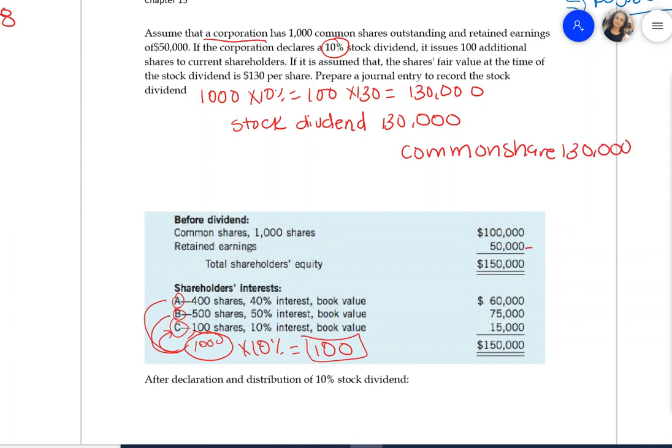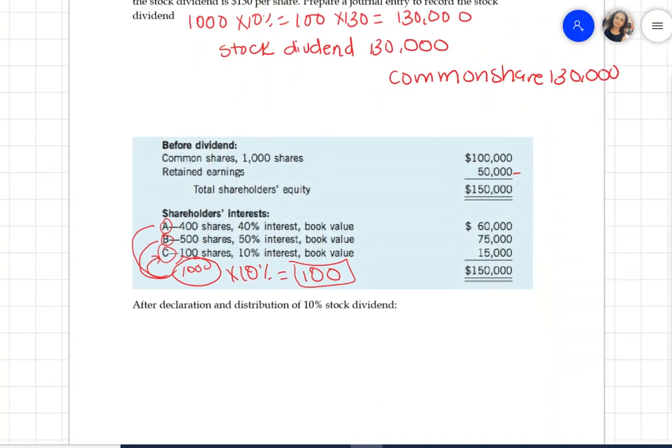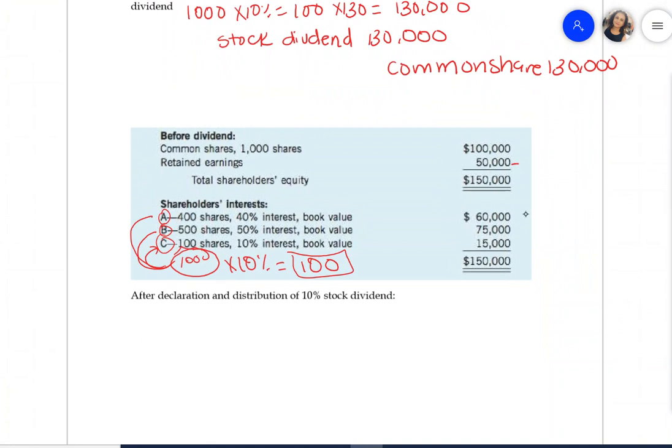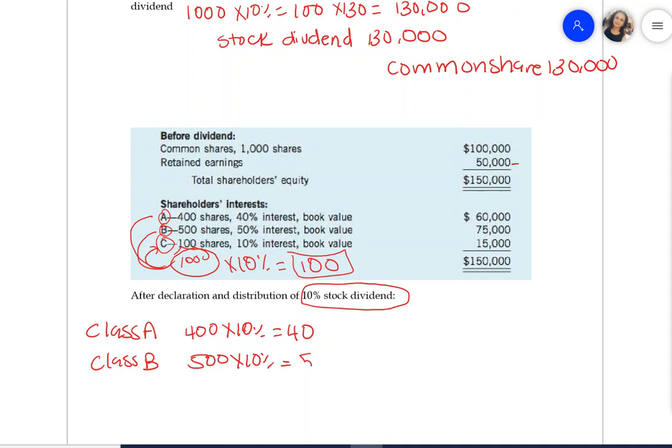The question is asking what it looks like before we issue the stock dividend, how we're going to give the stock dividends, that 10% stock to each one, and how the value is going to change. So if Class A owns 400 shares, we're going to give them 10% more, so 40 more shares. Class B, 500 times the 10%, we are going to give them 50 more shares. Class C has 100, we're going to give them 10. So altogether we gave 100 shares.